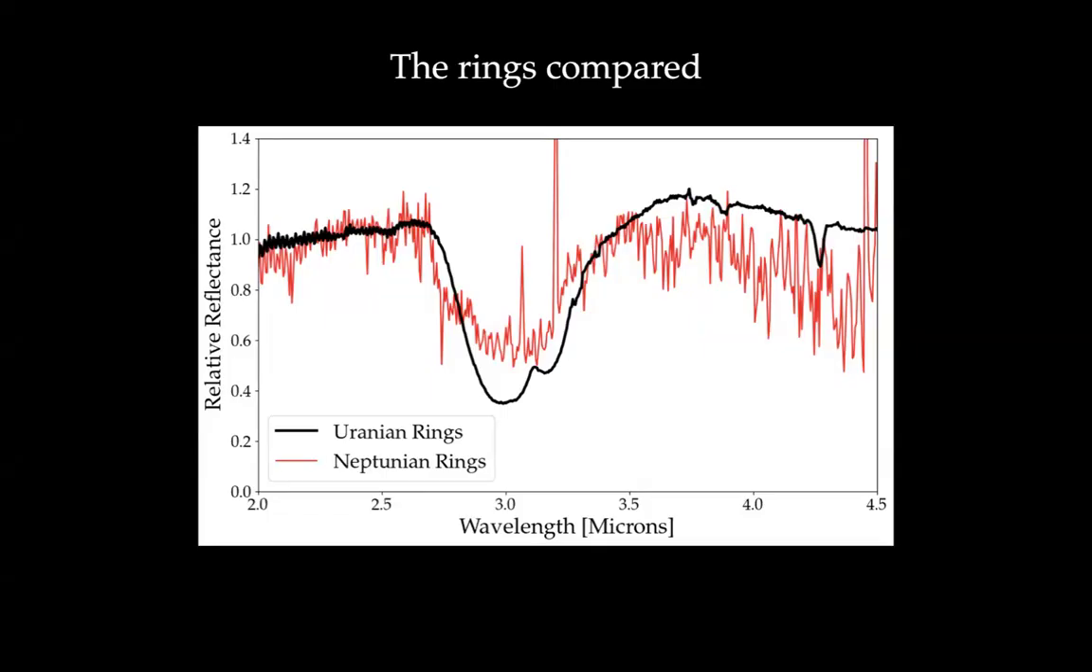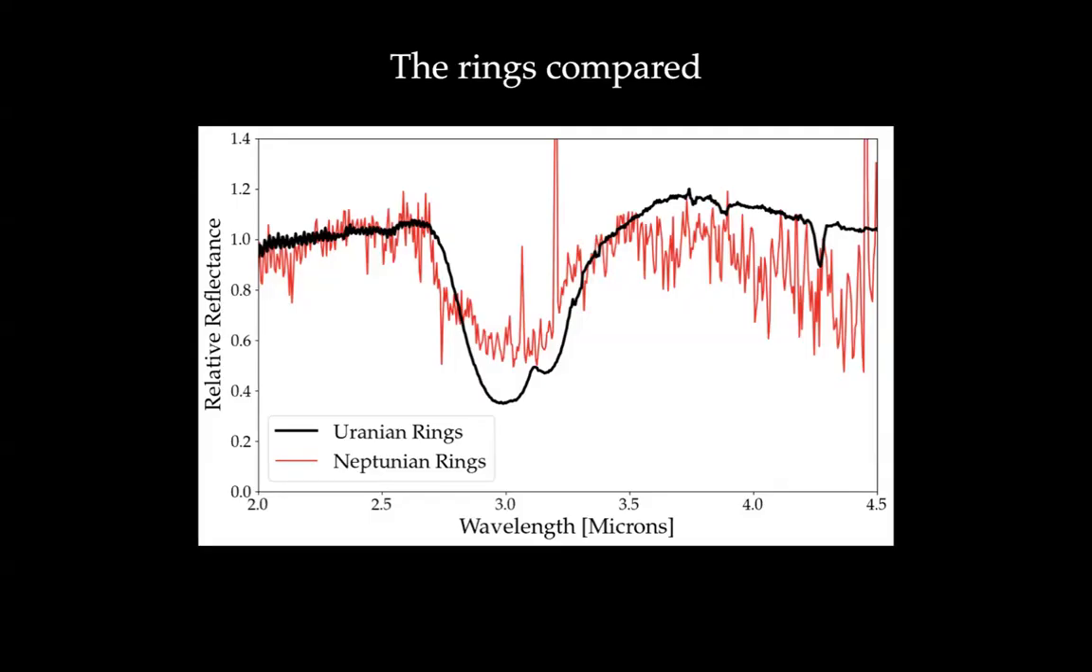But again, the Uranian rings do have this very gradual slope from 3 to 4 microns, and so perhaps they also have some small amount of hydrated mineral components, some small amount of silicates that are hydrated, because of the similarity to Proteus and the way they look distinct from Puck, as shown before.